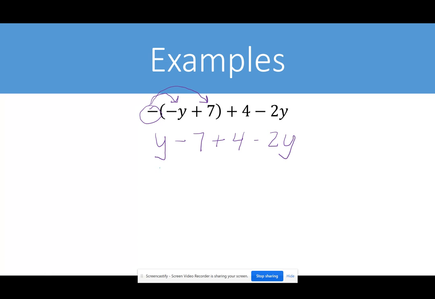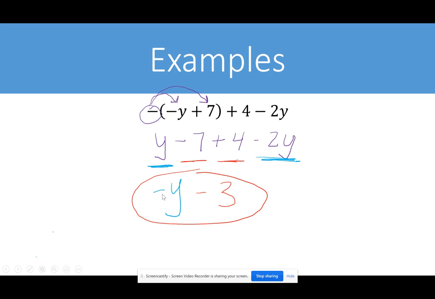Now we have this y term here. The next two terms don't have y's, and we have -2y. So we just do y minus 2y is -y. And then we look at our constants. We have -7 plus 4, which gives us -3. And this would be your final answer.